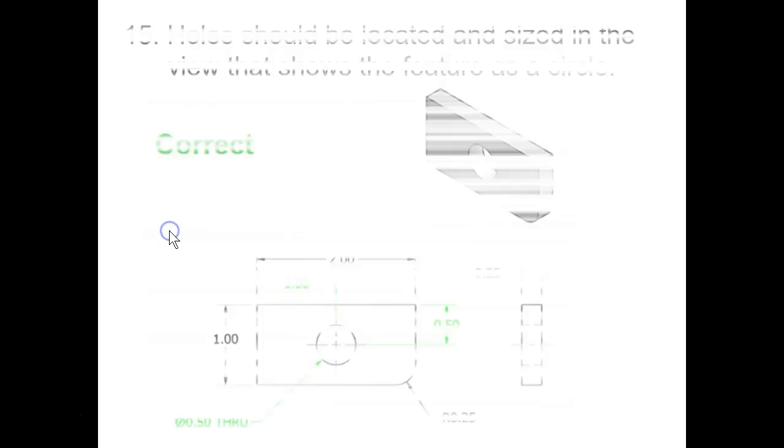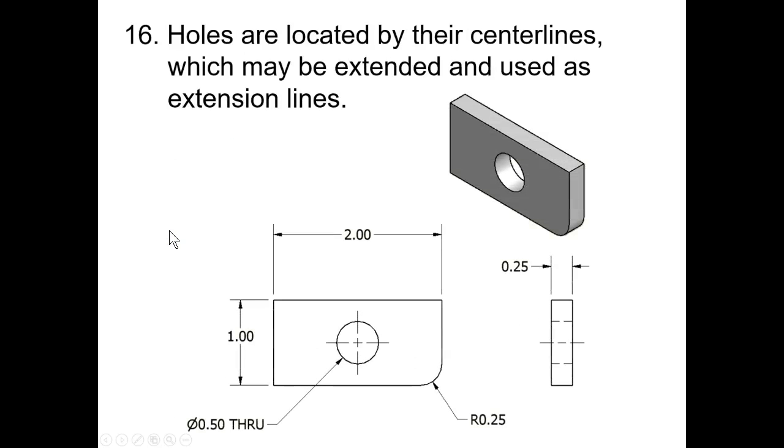And the last rule: the holes are located by their center lines. This has to do with how a drill works. A drill has a point, so you need to know exactly where that drill is going to come in contact with your metal piece or your plastic piece or whatever it is to make this hole. That's why we dimension to the center line.